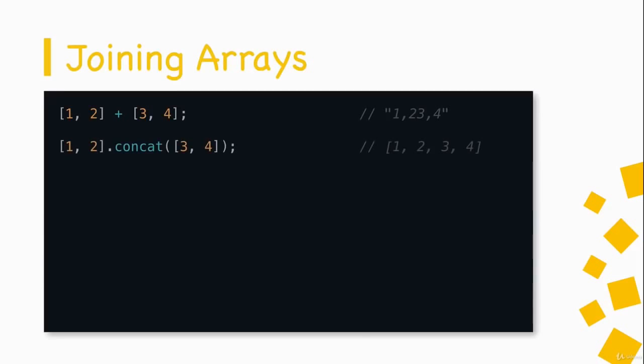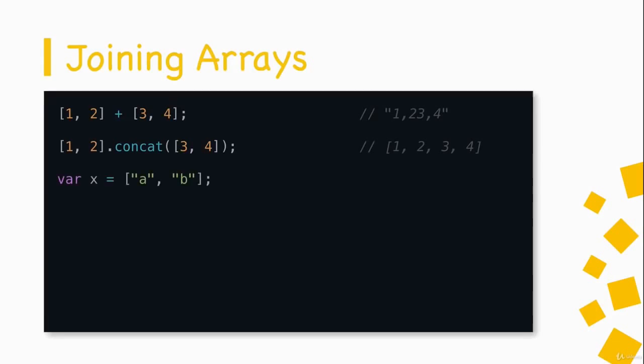Now the concat method can be used to join an array at the end of another array. So in this case, we have the same array 1, 2, and we're using the concat method of this array, and we're specifying the array to join as the parameter inside the concat method, 3, 4. And now the result is what we would expect, an array that has the two arrays concatenated together to form 1, 2, 3, 4. And that's how you can use the concat method to join two arrays together.